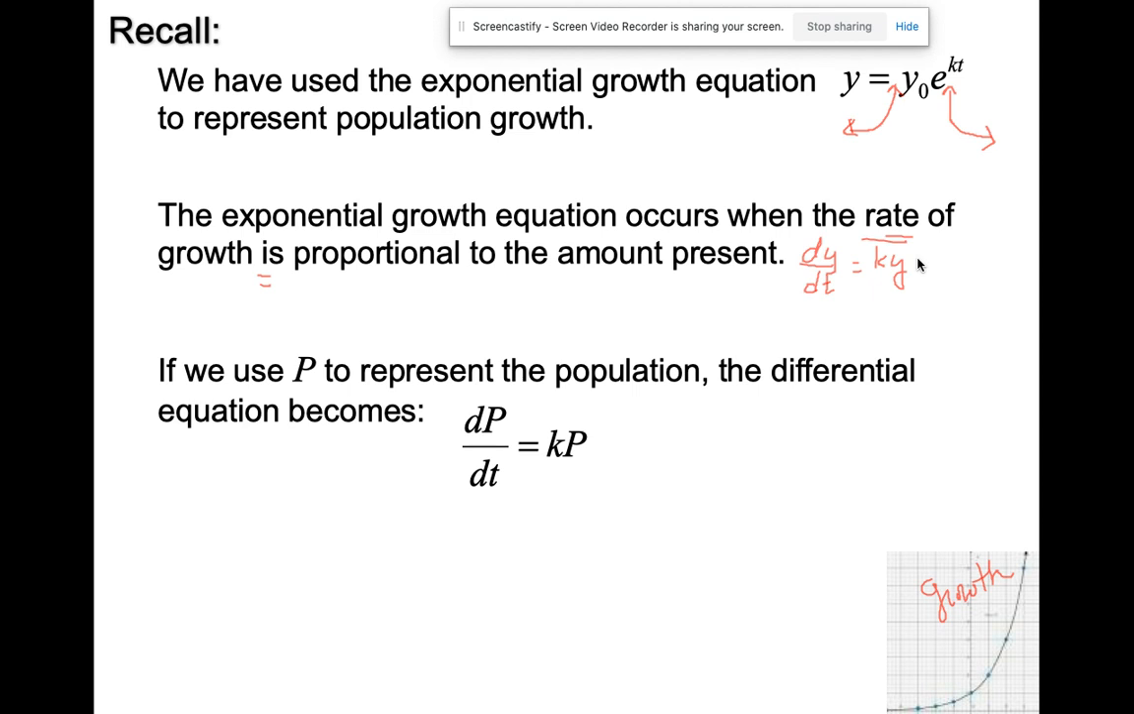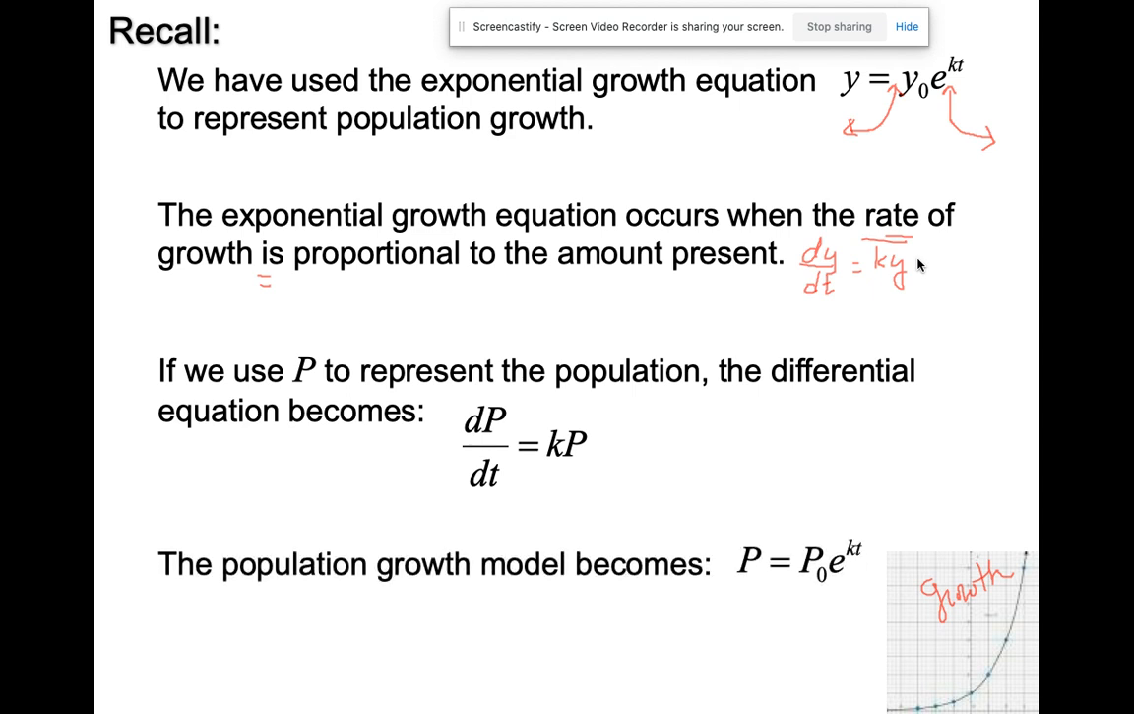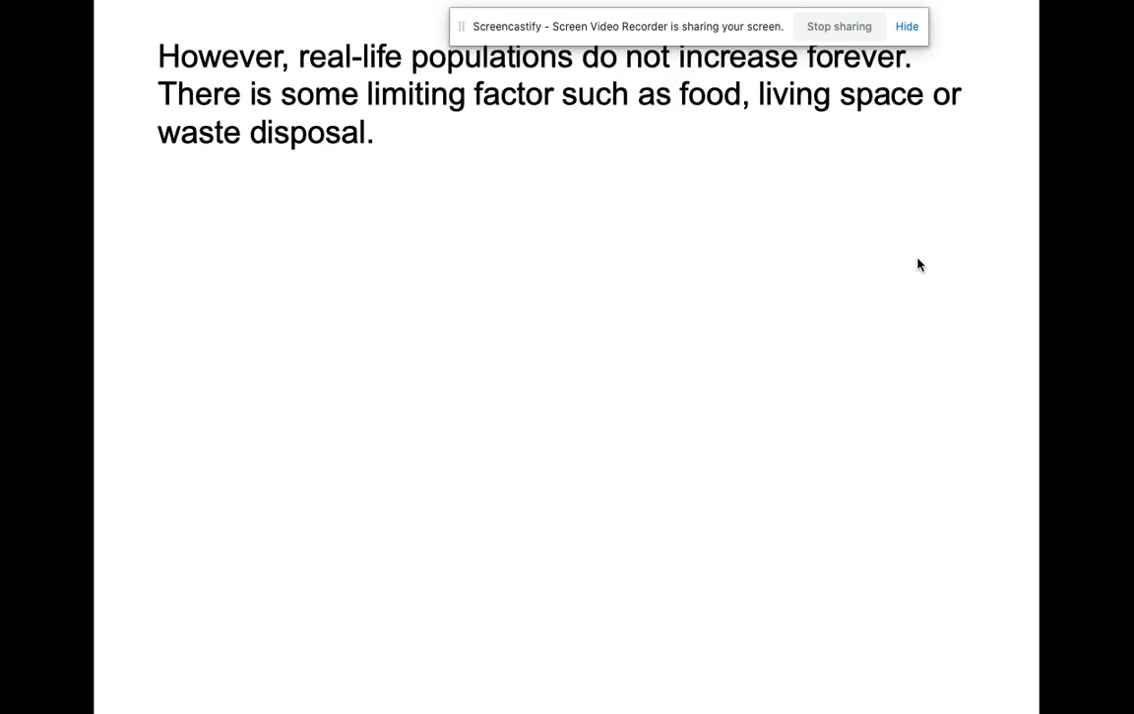Then, of course, using P to represent the population, this is what we have. But as time approaches infinity, this model suggests that the population grows without bound. That's not really realistic. There's limiting factors. If your bacteria is in a petri dish, you can only have bacteria grow to the amount of living space. Same with wildlife in a preserve. You only have so much living space. People, right? There's living space for people. There's, of course, infection. There's disease.